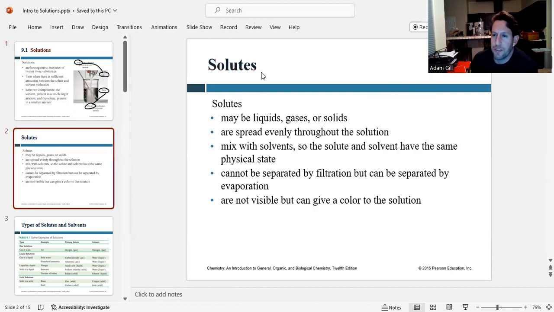Now, solutes don't have to be solids. They can be liquids, gases, or solids. And they are evenly dispersed throughout the entire volume of the solution. You can't separate them by filtration, and you can't see the individual particles. They might make the solution colored, but you can't see the individual particles. And if you try and put it through a filter, they'll just go right through.